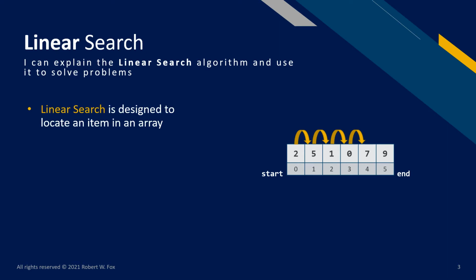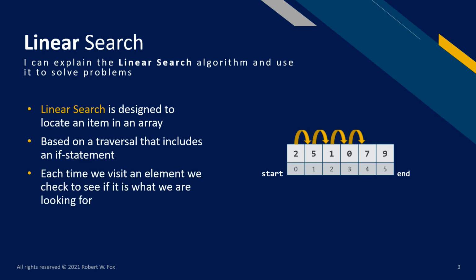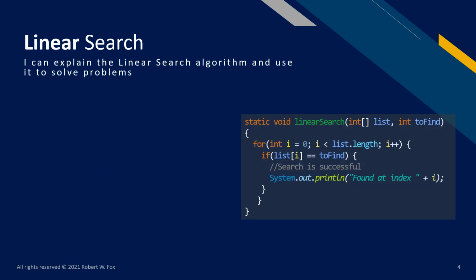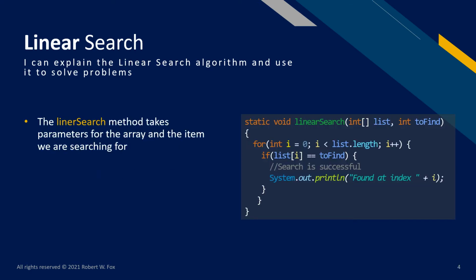The term algorithm in computer science just means that it's a recipe or a technique for solving a problem. Linear search is designed to locate an item in the array, and it's based upon a traversal that includes an if statement. Each time we visit an element, we'll check to see if it's the element that we're looking for.